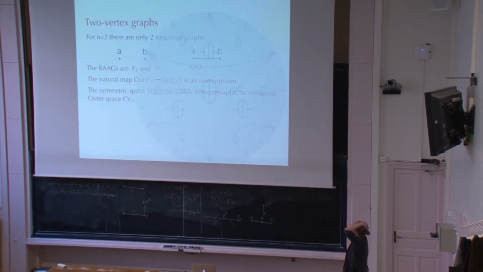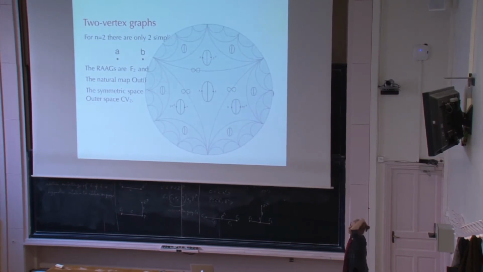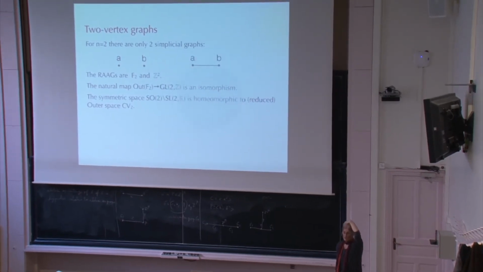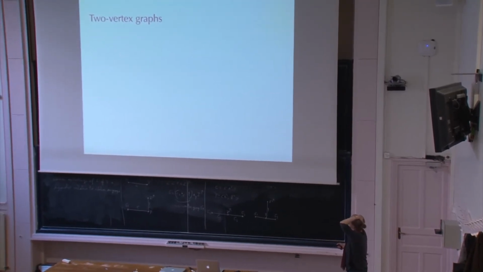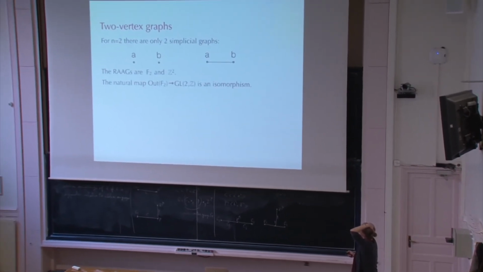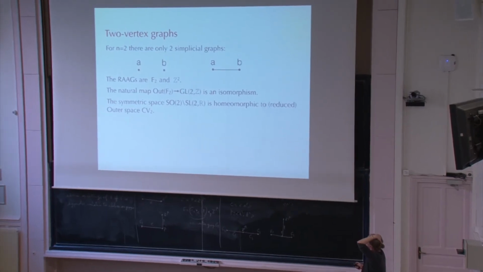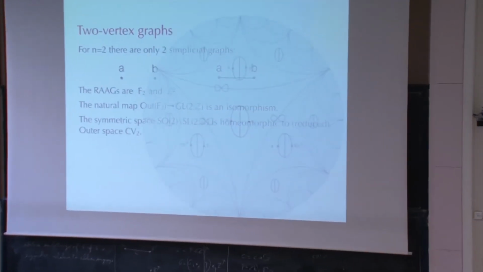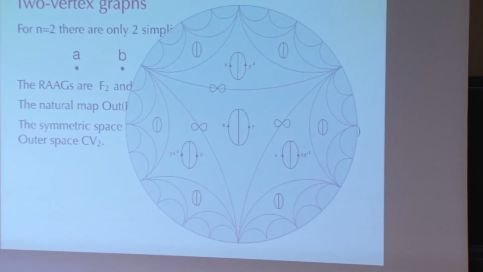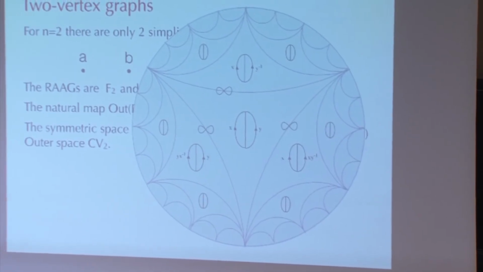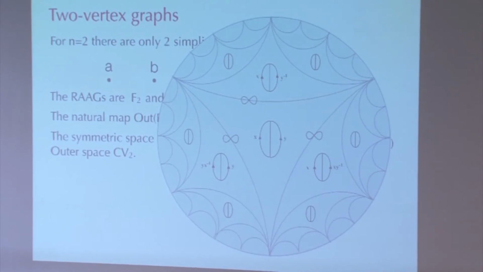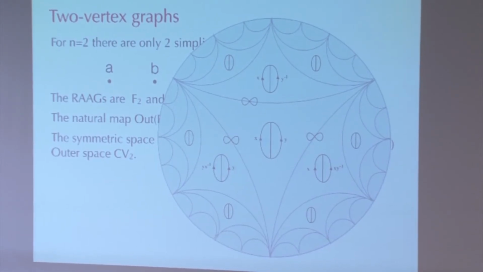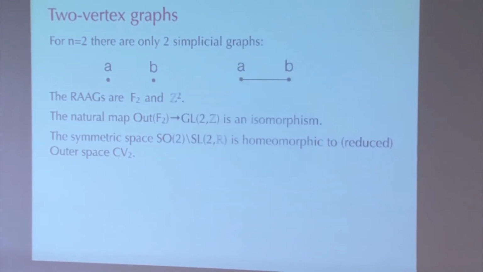So yeah, that's what it looks like. I've drawn it as a space of marked metric graphs. You should think of those graphs as points in that space, as those graphs with various edge lengths on the graphs.